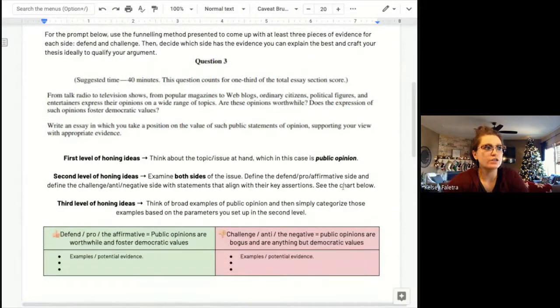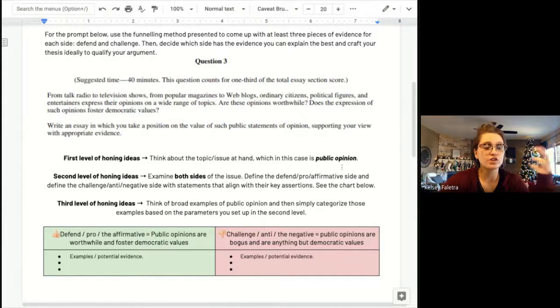This next part walks you through the process of answering a prompt and determining what the issue is at stake and being able to give credit to both sides, okay? So let's say you were presented with this particular prompt, which asks you to take a position on the value of public statements of opinion and then wants you to support your view with appropriate evidence, okay? So in public statements of opinion from television shows, talk radio, web blogs, citizens, politicians, entertainers, what is the value of those public statements of opinion? Are they worthwhile? Do they foster democratic values or do they not?